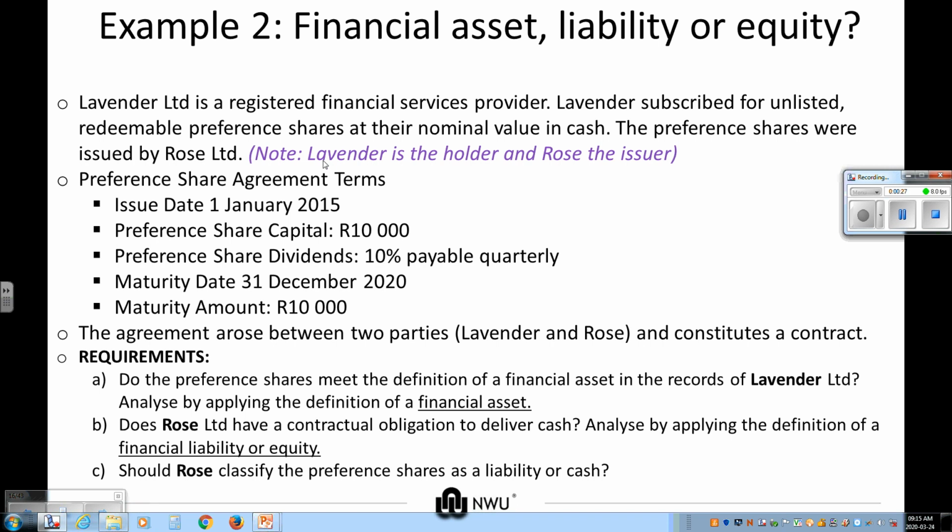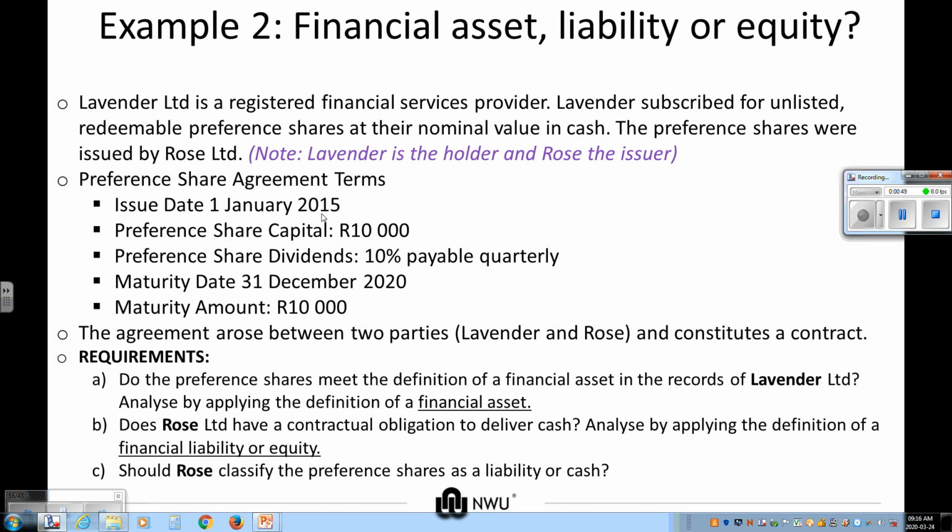So do you agree that we will be the holder, as we've paid an amount and now we have a debit leg to account for, and Rose received our money, so they would have said debit bank, credit then either the liability or equity. So here we have our terms.